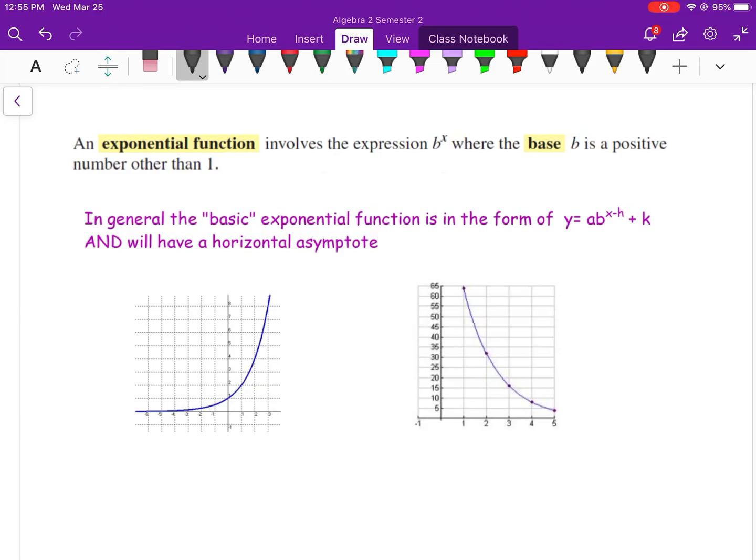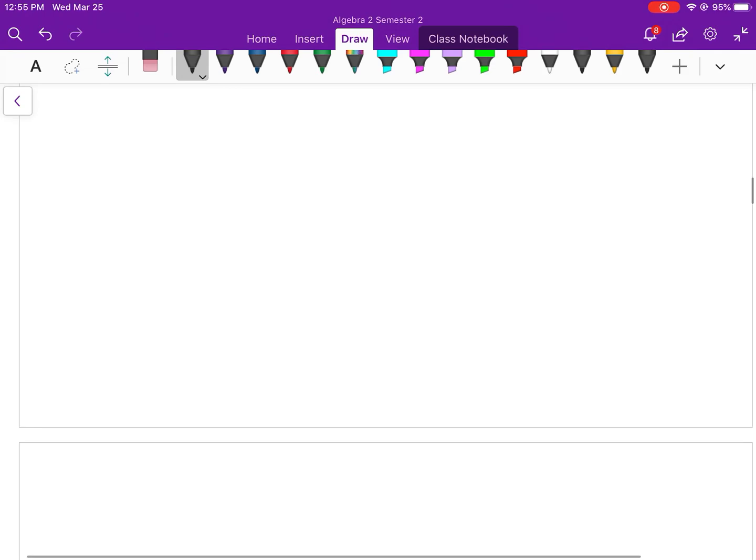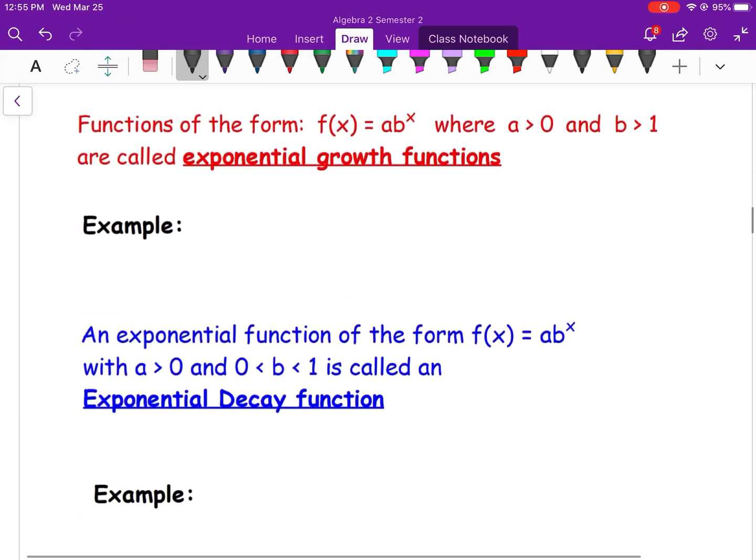Okay, so in general, the basic exponential function is in the form of y equals a b to the x minus h plus k. Again, we got that a, h, and k value, just like we have seen all year. And we always have that horizontal asymptote. Again, h and k are those shifts left and right, up and down, which will, in this case, give us what we're going to call a new origin.